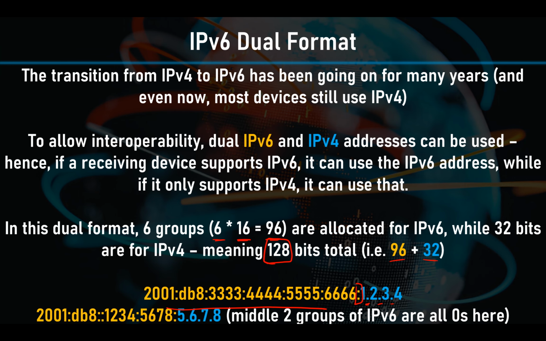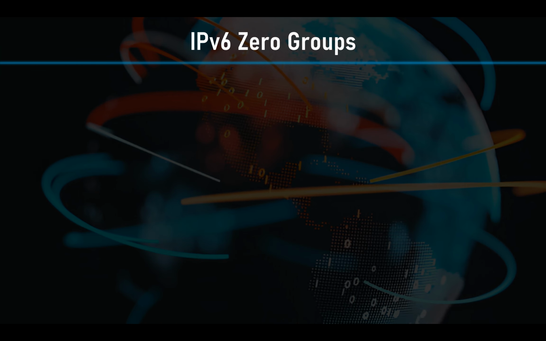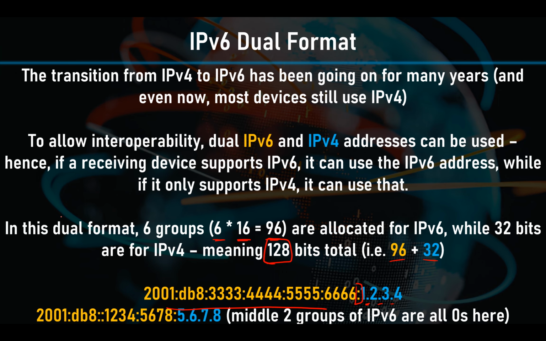And another example, here the middle 2 groups of IP version 6 are all zeros, as we can see.